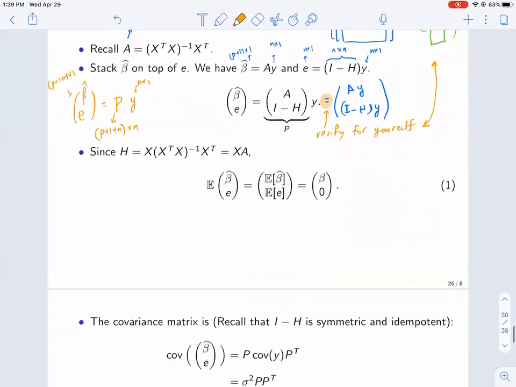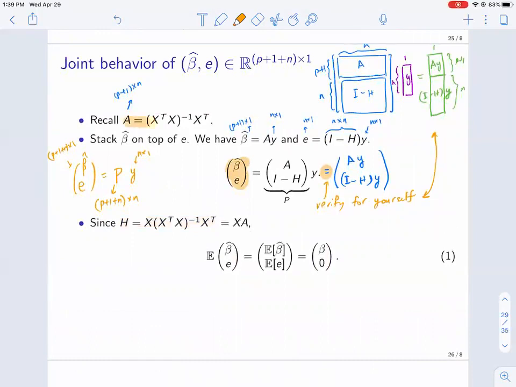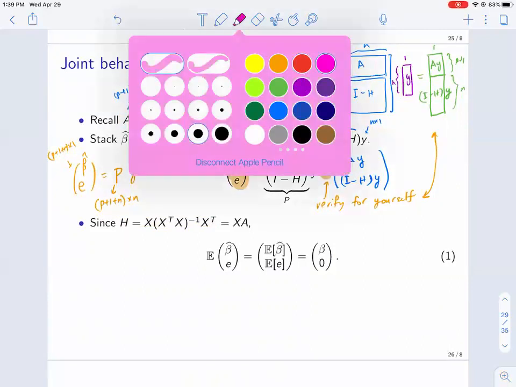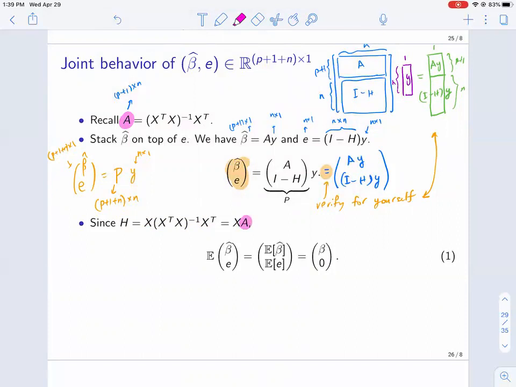What I'm going to do is compute the covariance matrix of this, which is much more interesting. And for the covariance matrix, I'm going to use this identity. So H can be written as the definition. And if you recall what A is, you can see that X times A is also another way of writing H. Right, so this is A. If I plug A here, then you see that H can be written as X times A.